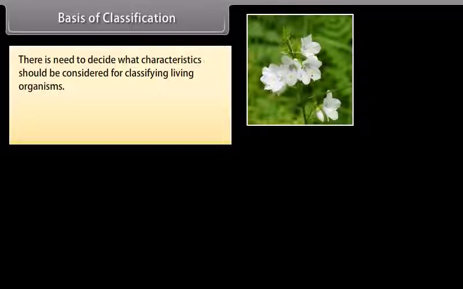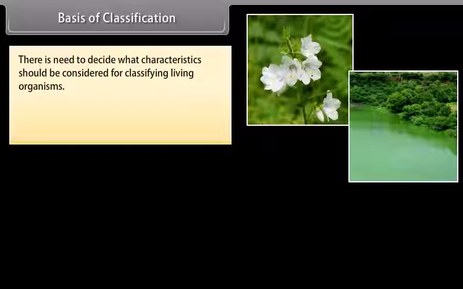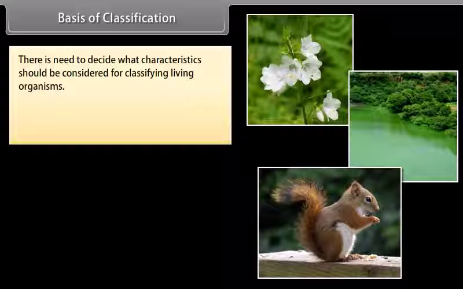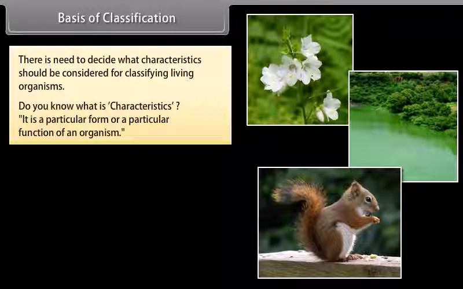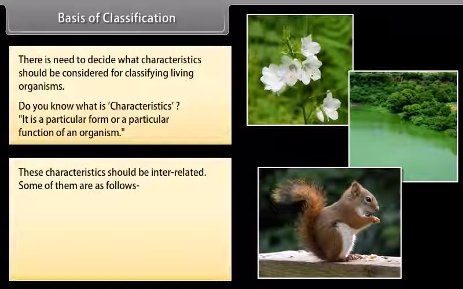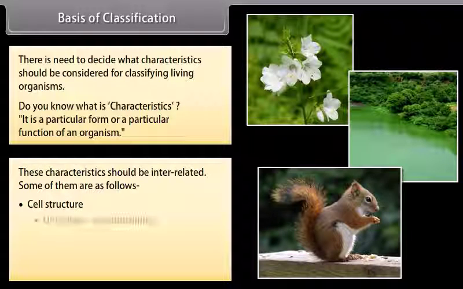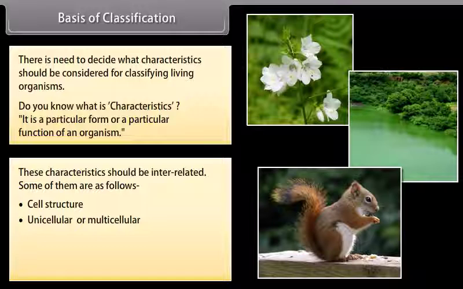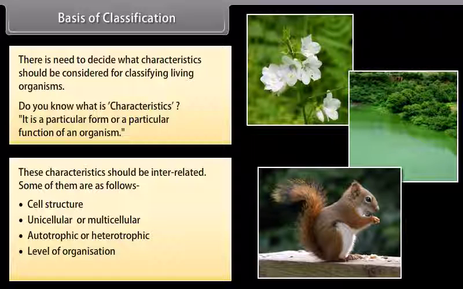So there is a need to decide what characteristics should be considered for classifying living organisms. Do you know what is a characteristic? I think it is a particular form or a particular function of an organism. These characteristics should be interrelated. Some of them are as follows: cell structure, unicellular or multicellular, autotrophic or heterotrophic, level of organization, and body design.